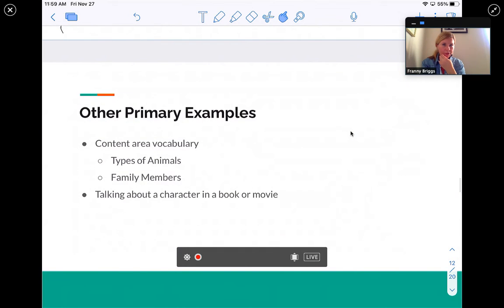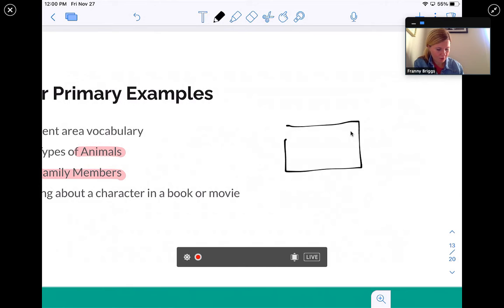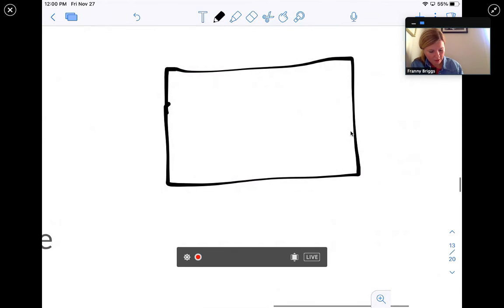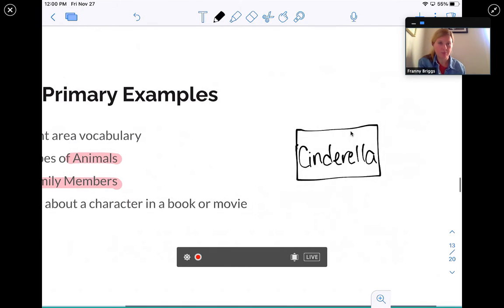So some other primary examples you could do: content area vocabulary, science, you could do types of animals; social, you could do family members, or maybe that would even be part of Nepali or English class, being able to name all the different types of family members. Also, if you're talking about a character in a book or in a movie, for example, if they watched, I don't know, what's a movie? Cinderella. It's just a princess movie.